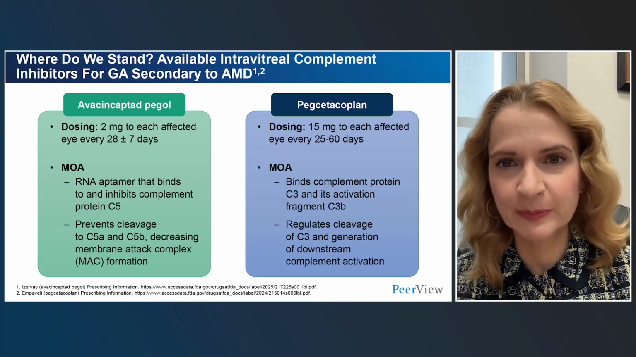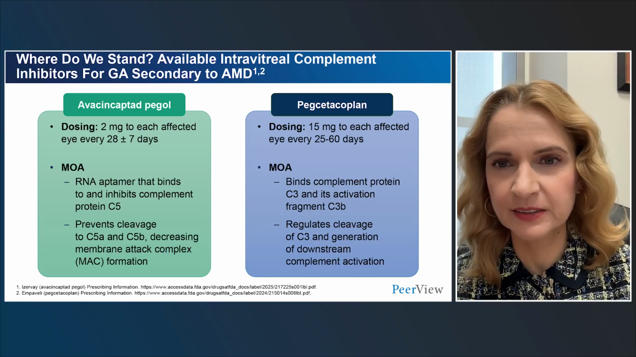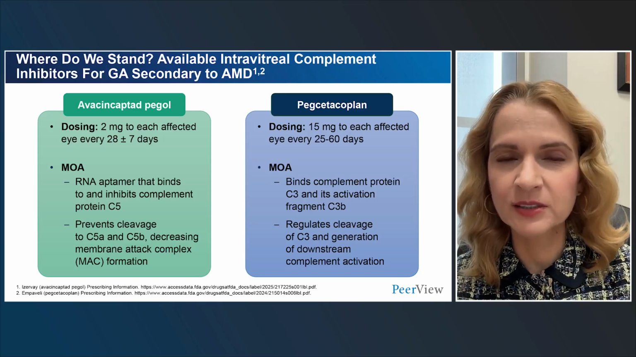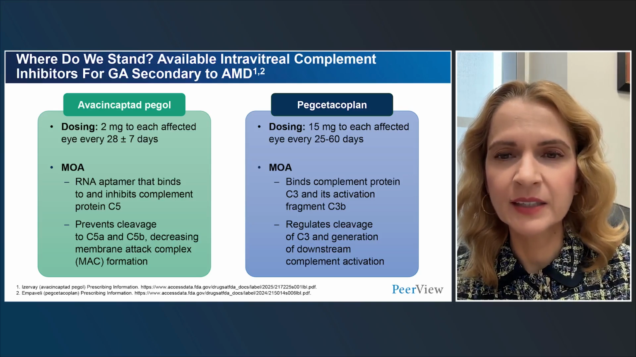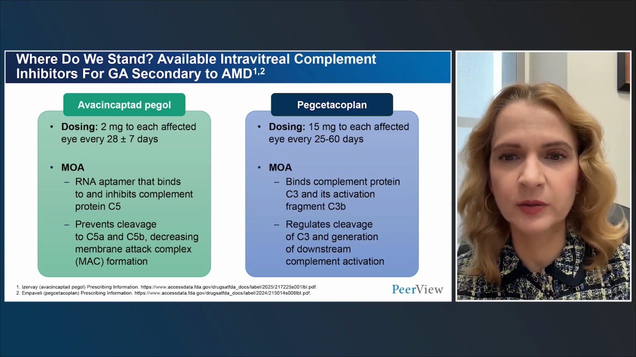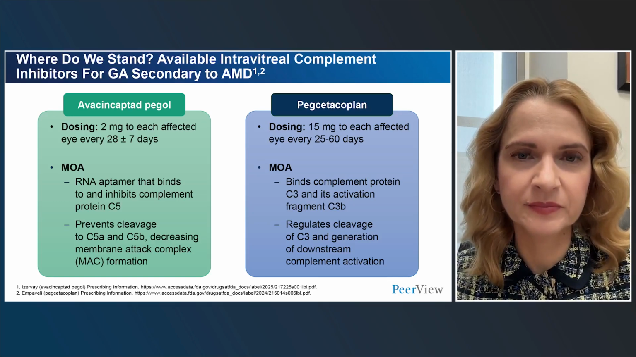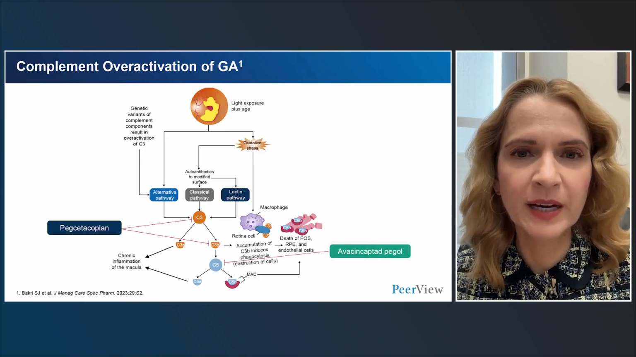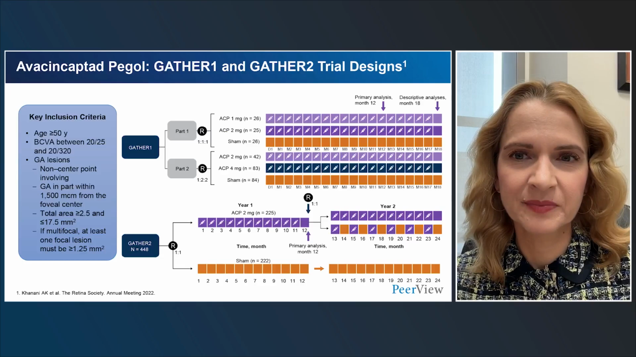This decreases the membrane attack complex formation. The second agent is pegcetacoplan, dosed 15 milligrams intravitreal to the affected eye every 25 to 60 days. The mechanism of action is slightly different. This binds complement protein C3 and its activation fragment C3b, regulating cleavage of C3 and generation of downstream complement activation in the alternative pathway. Going back to the original diagram, we can see the points at which the two drugs inhibit the complement pathway.